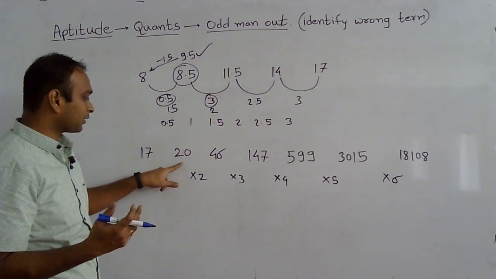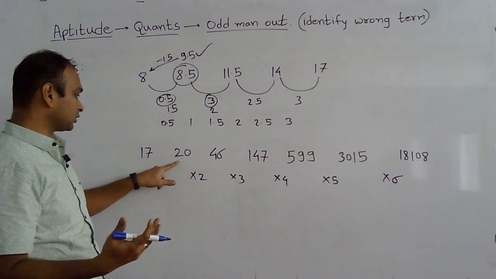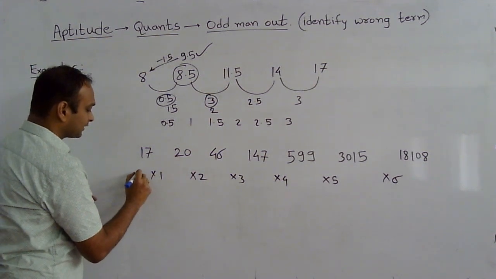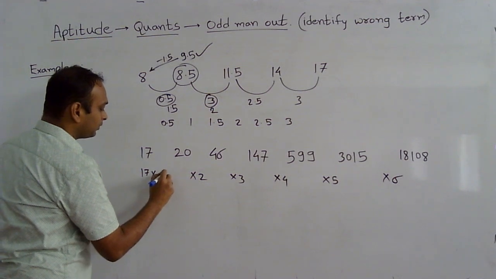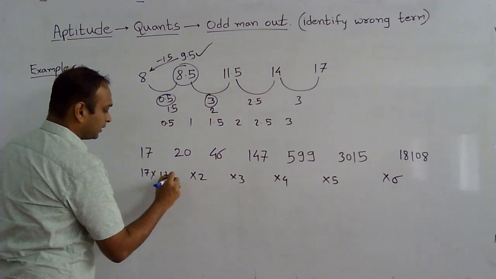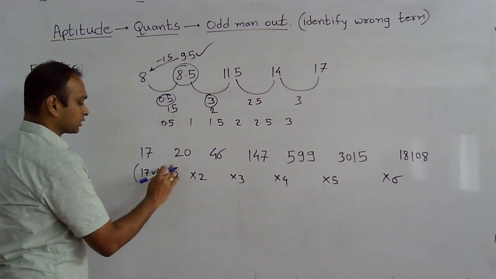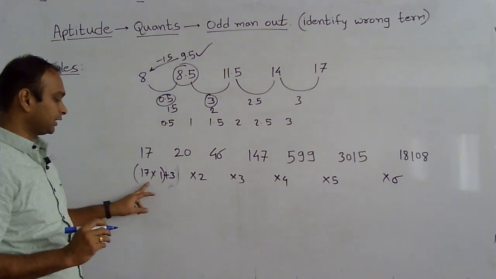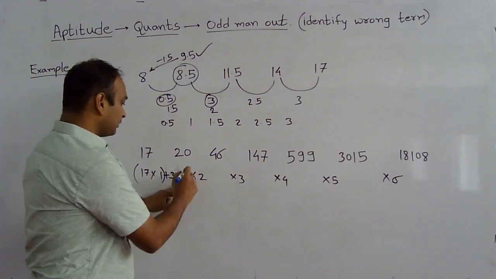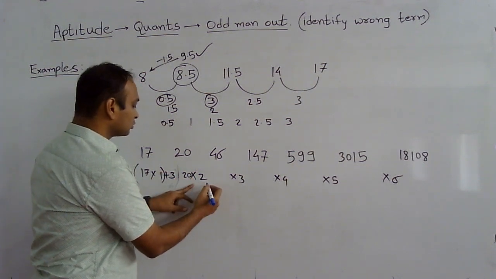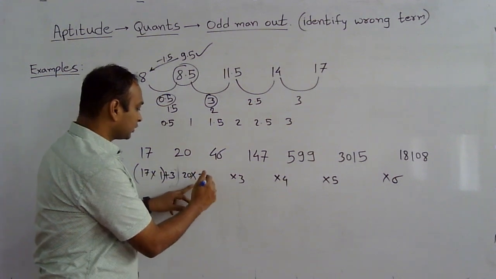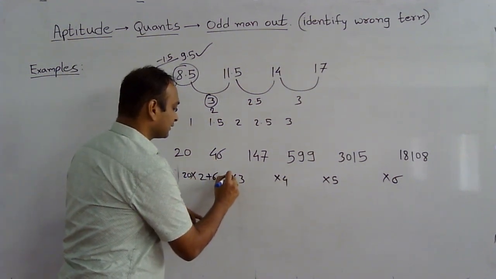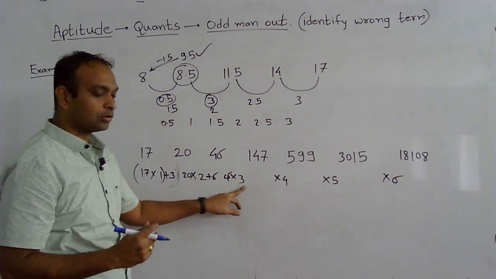If this is the perfect one, if it is not the odd one out, then how many numbers can we add? It may be 17 into 1 plus 3. That could be the logic. So instead of this bracket, I will put it here so that it will be clear. 17 into 1 plus 3. Maybe 20 into 2. 20 into 2 is 40. 40 plus 6 is 46. Maybe 46 into 3. 46 into 3 is how much?